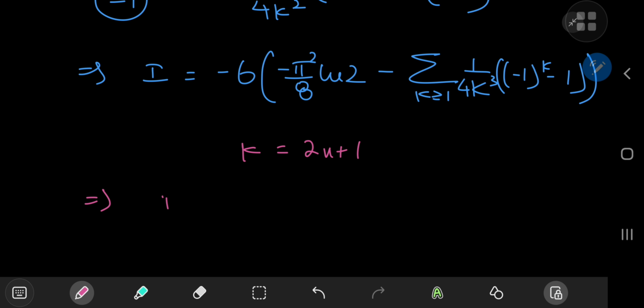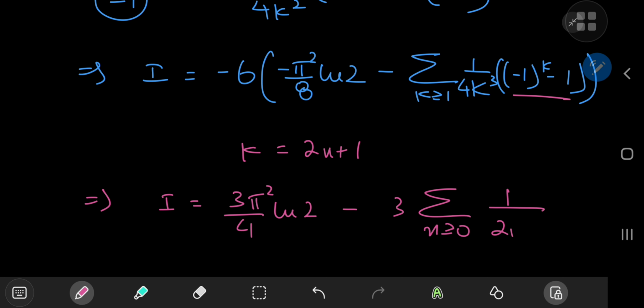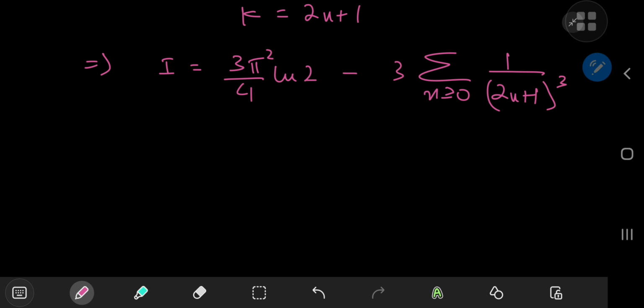So this implies I equals, on multiplication, 3 pi squared by 4 times log 2. Again, the two negatives canceling out. You have 6 by 4 times, this here will give you negative 2 for odd values of k. So 6 by 4 times negative 2 sorts out to negative 3, correct? So you have minus 3 times the sum over the non-negative integers n of 1 by 2n plus 1 cubed, which is, of course, related to Apéry's constant, or zeta 3, that is.